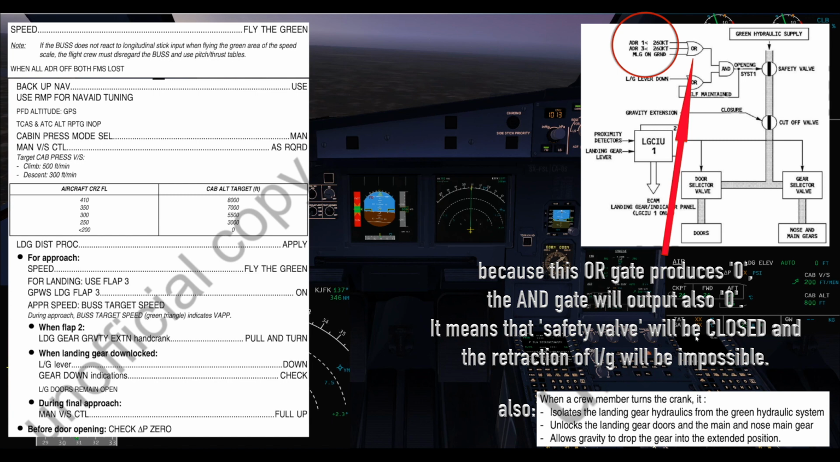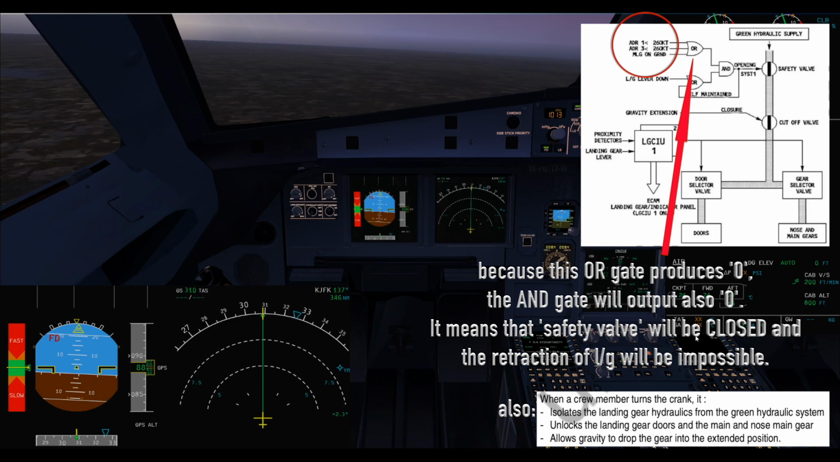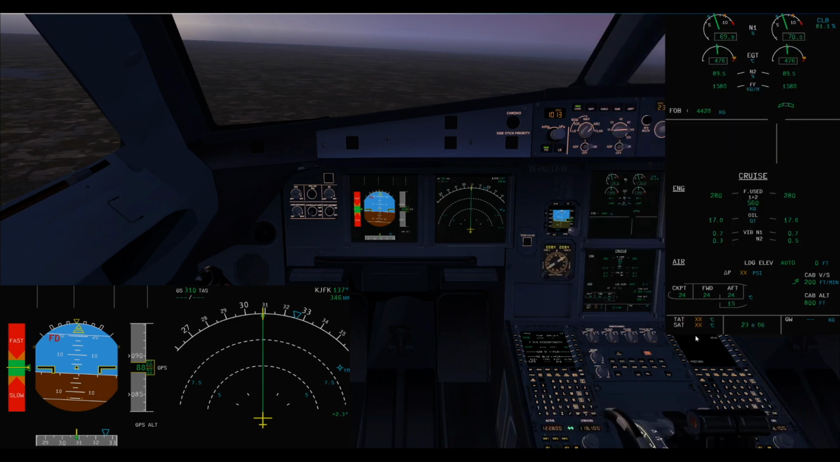After applying this procedure, the reason why the gear doors remain open is the OR gate seen in the figure. Because the aircraft has no ADR, ADR1 and ADR3 cannot calculate that the aircraft speed is less than 260 knots. When the AND gate produces zero output, the safety valve will be in the closed position. It means that retraction of the landing gear is not possible because there is no hydraulic pressure to do that. This information is also given on ECAM and in the QRH procedure.